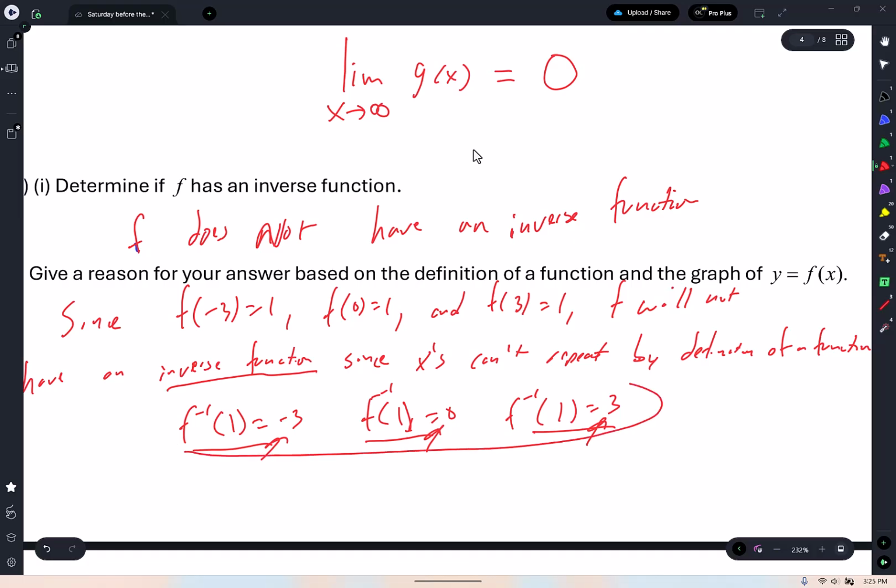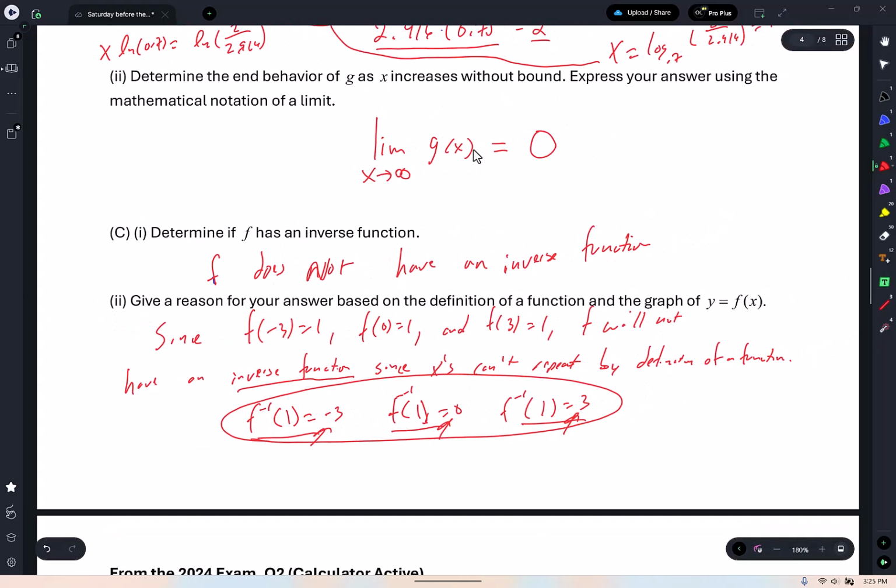And then I put here, if I put a 1, I get a -3. If I put a 1, I get a 0. If I put a 1, I get a 3. So you can't have that. You can't have x's repeating. So maybe I feel like I did a better job in class today, but let's see what the rubric has.